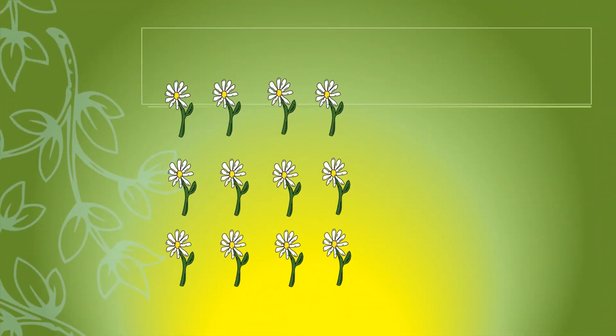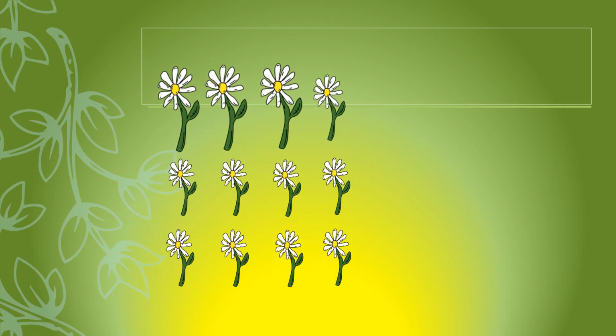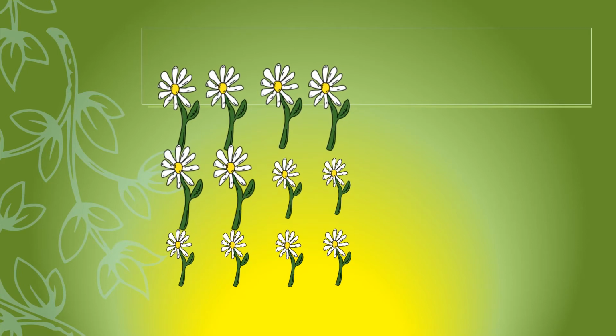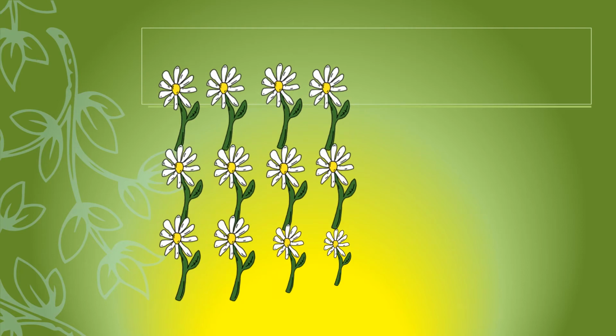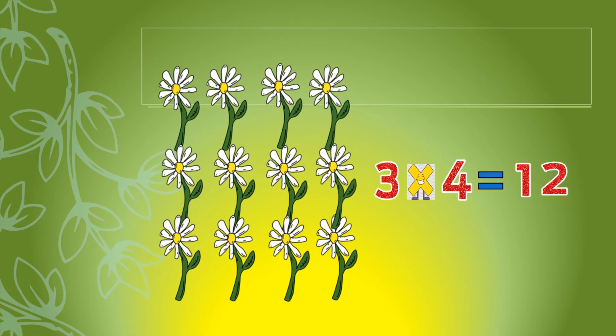Another way of arranging the flowers is to put them in 3 rows. Let's count the number of flowers. 1, 2, 3, 4, 5, 6, 7, 8, 9, 10, 11 and 12. So children, you can see there are 3 rows and each row is having 4 flowers, right? Which gives a total of 12 flowers.